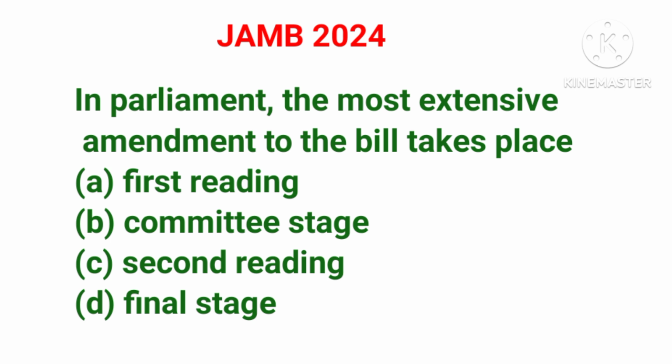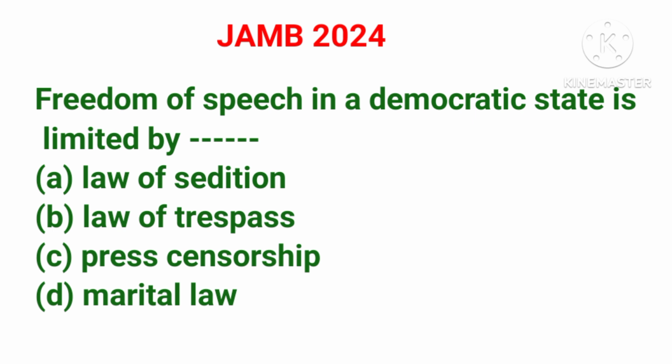Now let's move further. Freedom of speech in a democratic state is limited by dash. Freedom of speech in a democratic state is limited by dash. We have A, law of sedition, B, law of trespass, C, press censorship, and D, marital law.